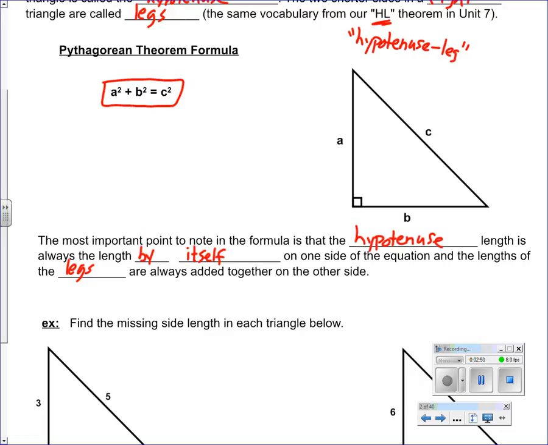So it doesn't really matter which one we call a and which one we call b in terms of the legs, as long as we have the hypotenuse on the right side. So we always have to have the hypotenuse, the longest side, on one side by itself, and then the two legs on the other side. And that's what the picture shows. a and b are both the legs, and c is the hypotenuse. We know it's the hypotenuse because it's the longest side. It's also opposite the 90-degree angle.